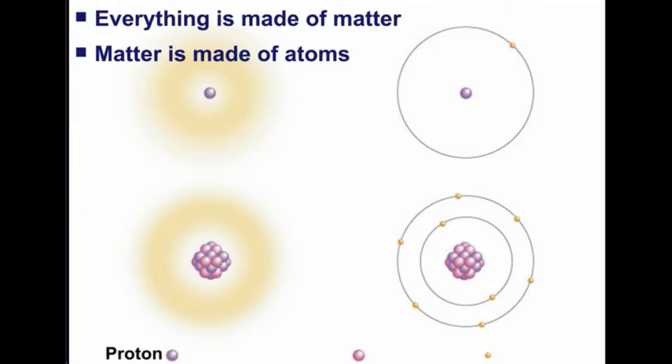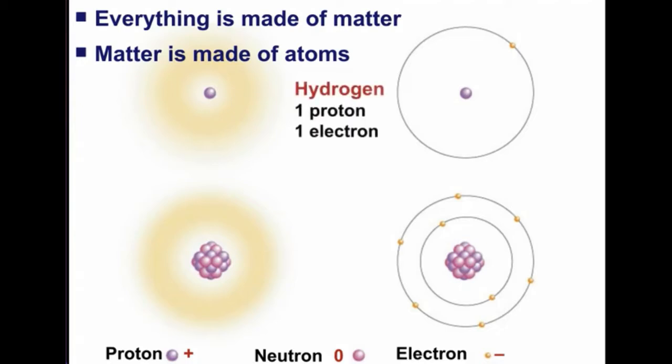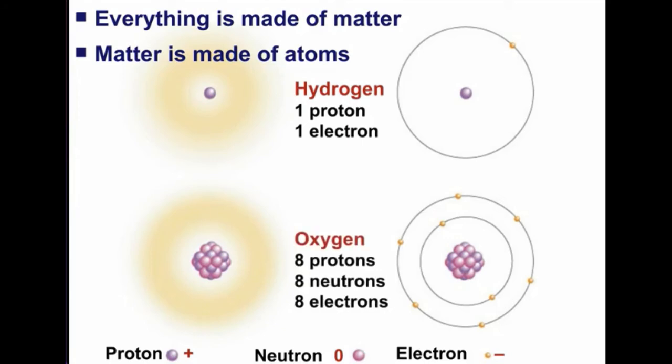Atoms are made of protons, which are positively charged particles, neutrons, which are neutrally charged or zero charged particles, and electrons, which are negatively charged particles. Now here's an example. Hydrogen has 1 proton and 1 electron, while oxygen has 8 protons, 8 neutrons, and 8 electrons. Now where can we find this?